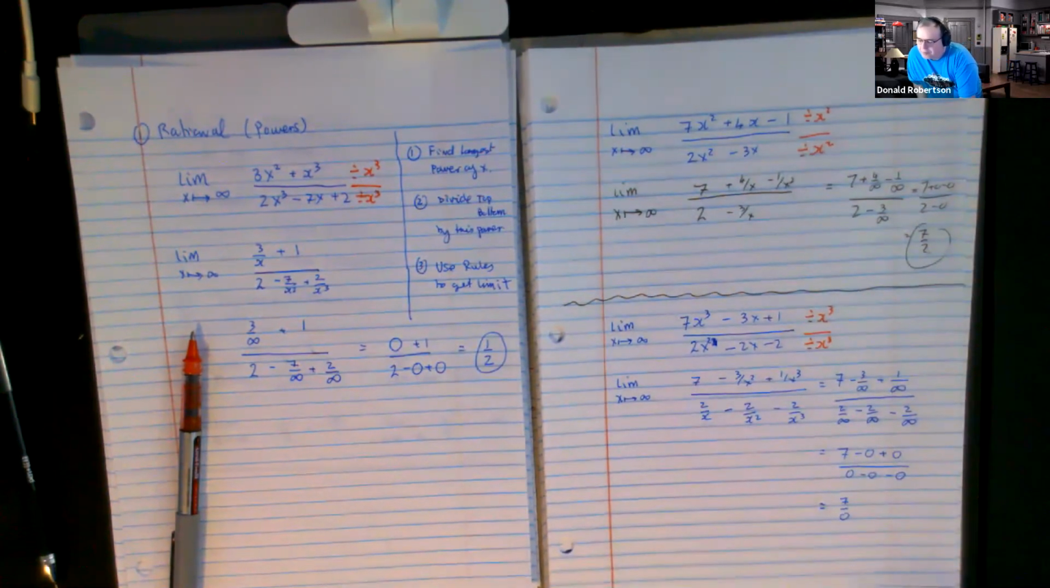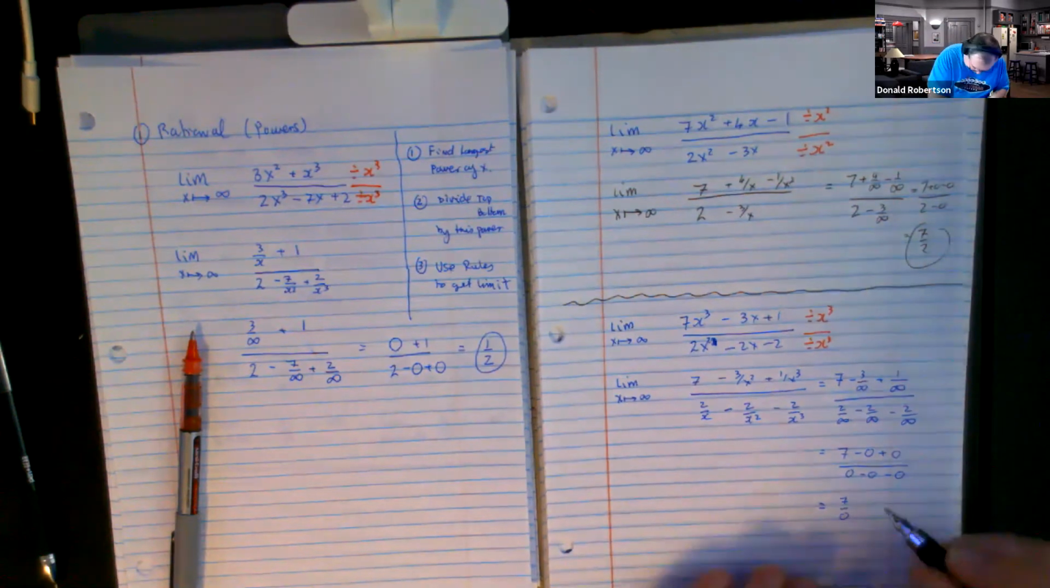Now do you see the problem? 7 over infinity would probably be called undefined. That's what you would call it in Math 141. Can we say now that it's not undefined? I know what it's going to be. It's going to be one of two things.